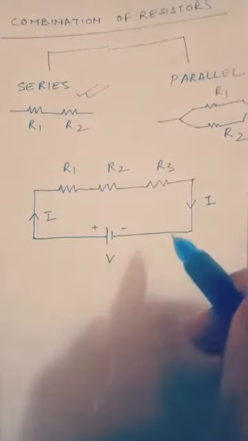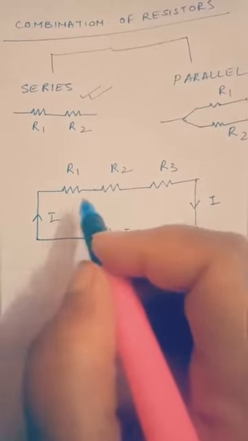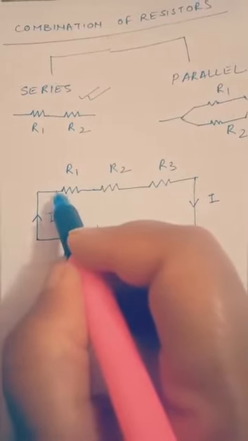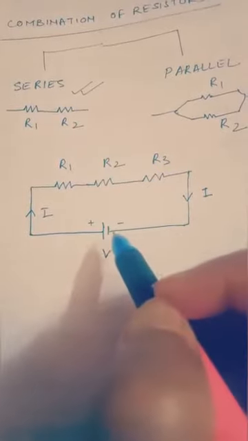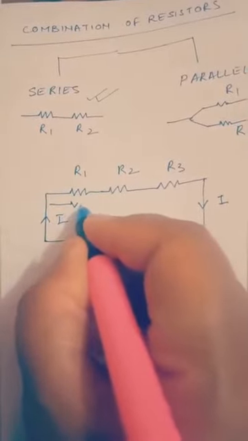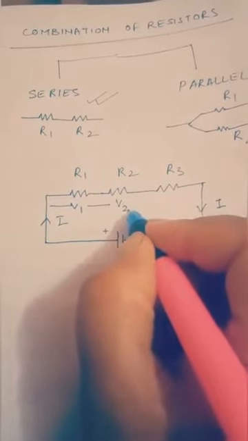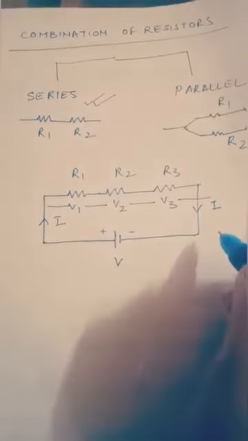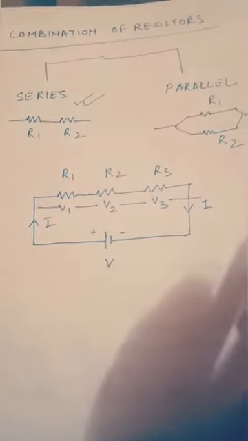Now this combination is in series. In series, the current flowing through all the resistors will be the same. There will be no breakup of the current over here. The same current is going to flow through it and I current will be received at the end. But the potential, that is voltage, will be divided. In the first resistor it will be V1 volts, suppose. In the second it is V2 and in the third it is V3. So the voltage will be V1, V2, V3 respectively across the three resistors.